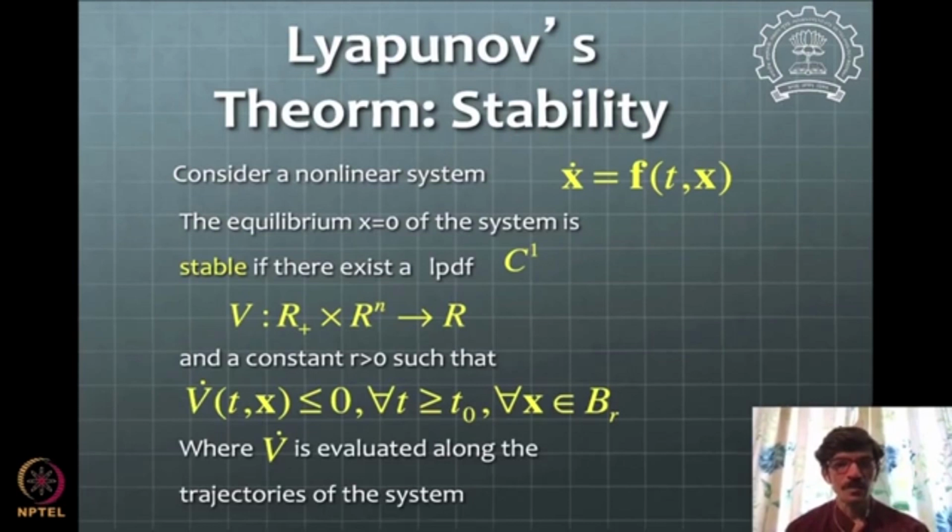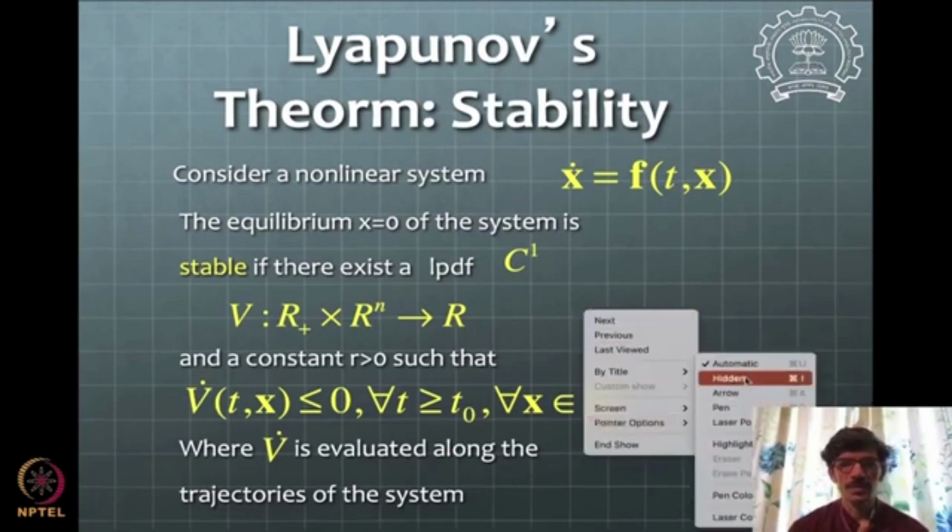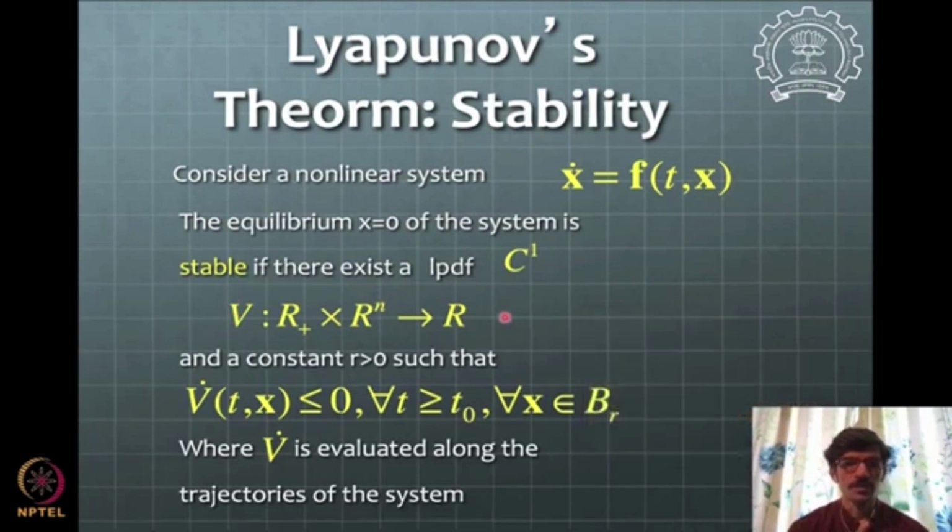So an LPDF C1 function is typically designated as V. V is like the Lyapunov function. If it satisfies these properties, LPDF and C1, then we call it a Lyapunov function candidate. This V is a Lyapunov function candidate if it is satisfying these properties. This V takes R plus, meaning a time positive value, and Rn to R space, so this is a real valued function.